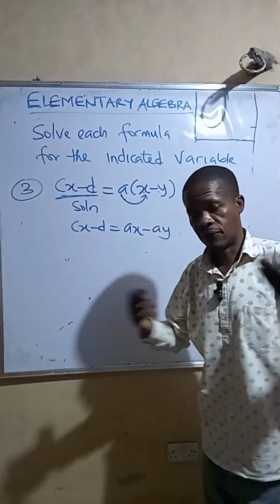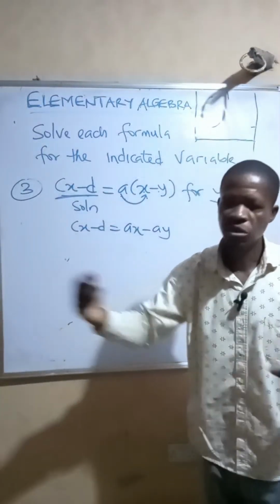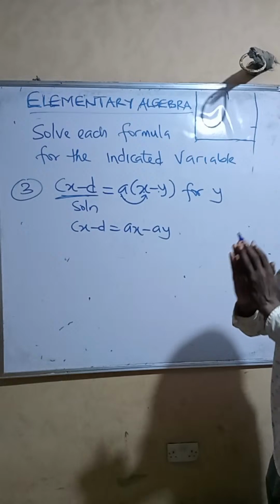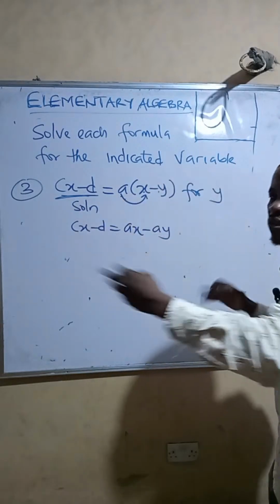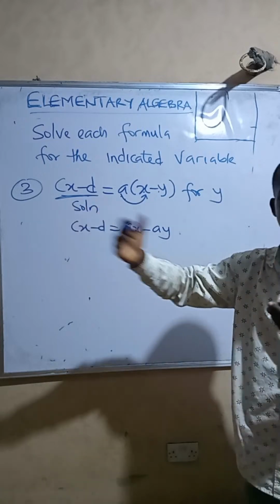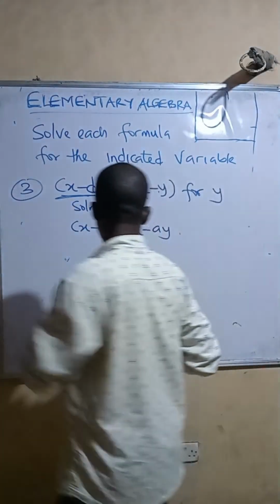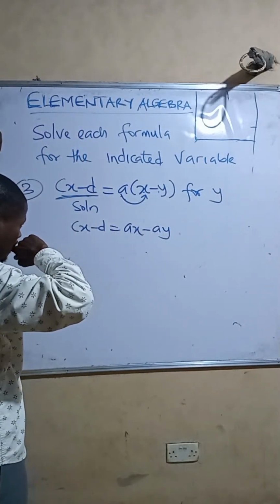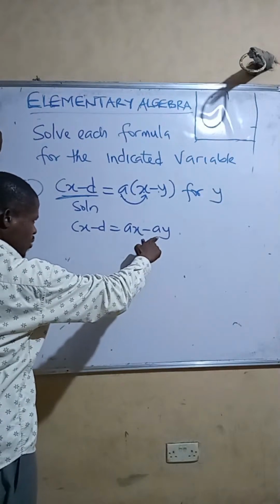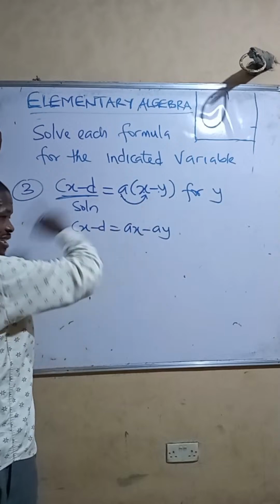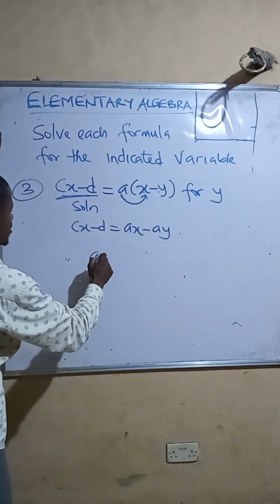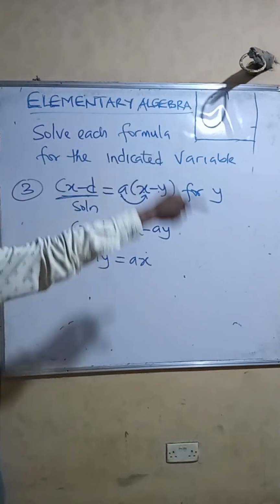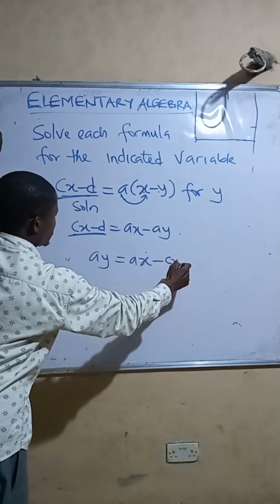Then, if you have two places that is y, bring them together. But in this case now, we only have one place for y. So we are going to retain it in one place, either on the left or on the right, while other variables are brought together. Okay, so what I'm going to do now, I can move this ay to the other side because of the negative. Take it to the other side. That'll be ay equal to x. And then move all this one to the other side. That'll be minus this plus d.